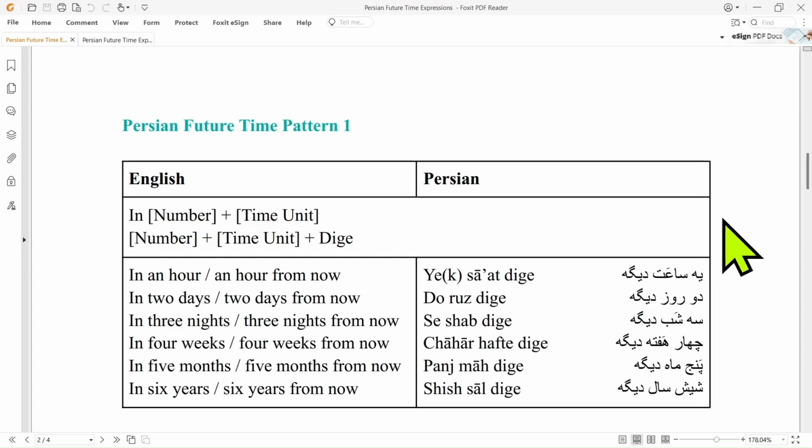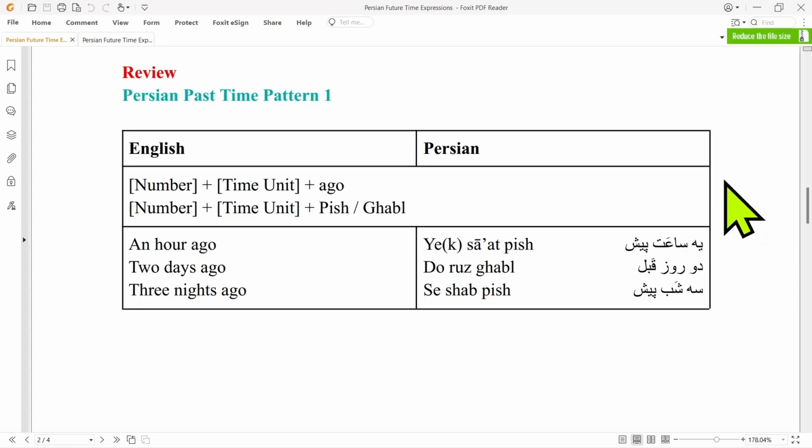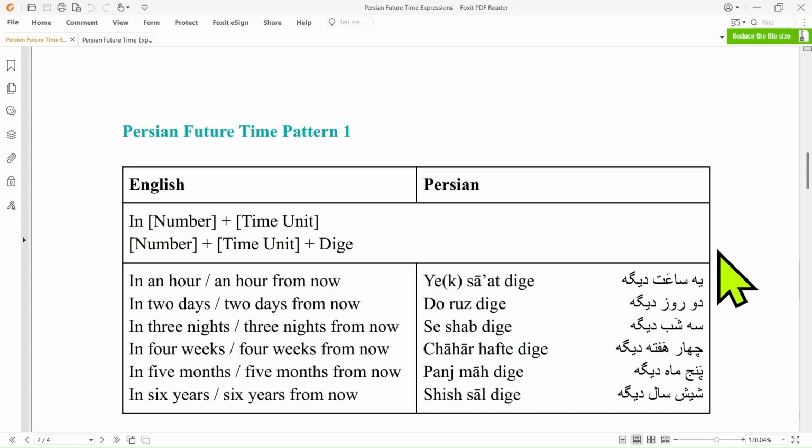And now the patterns. Just like for our past time expressions, we have two highly frequent patterns for the future tense. You can study all our time patterns together in the playlist Persian Time Expressions. With the first future time pattern, we can form time expressions like in an hour, in 2 days, in 3 nights, and so on. We start this pattern with our number and continue with our time units, just like we did with its parallel past time pattern that gave us phrases like an hour ago, 2 days ago, 3 nights ago, and so on. But here we end with dige.